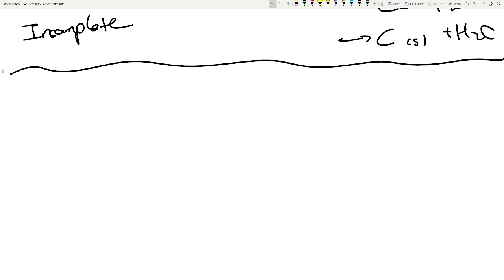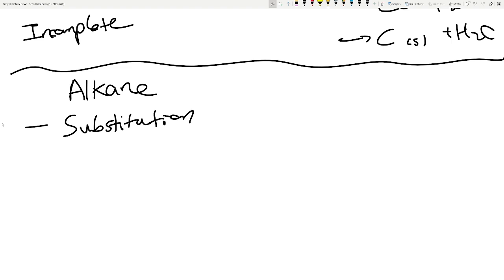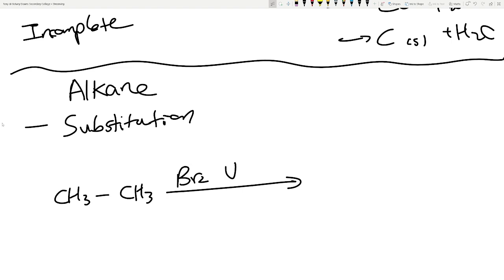Let's have a look at the chemical reactions. The only one that we're normally interested in is the substitution reaction. If you look at alkanes specifically, we are looking at the substitution reaction. The one in particular that we are interested in for our syllabus is the alkane reacting with bromine and UV light, so sunlight. I'm just going to do a simple one.